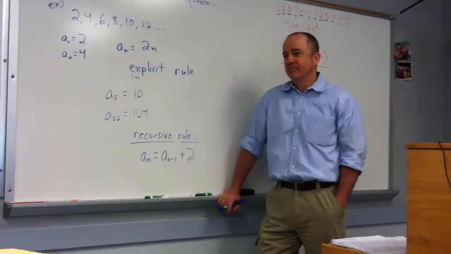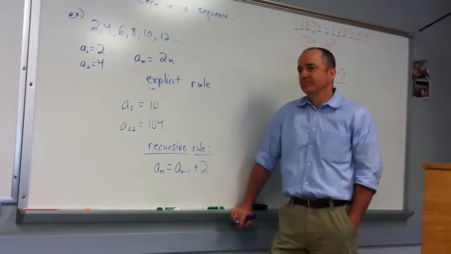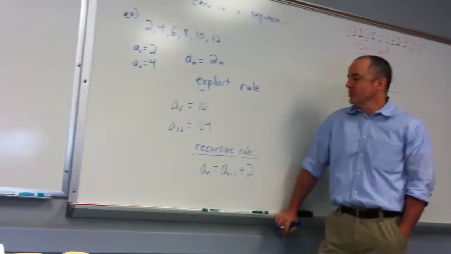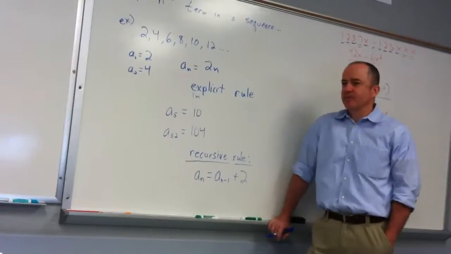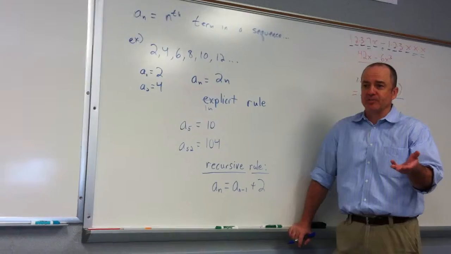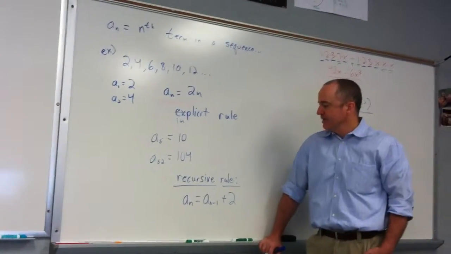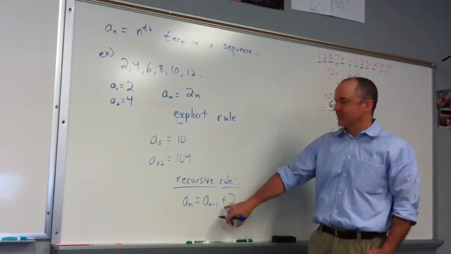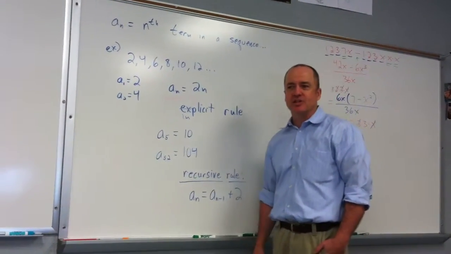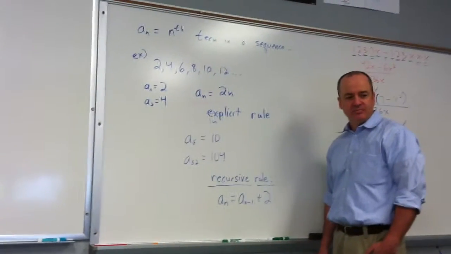Wait, what about, would you be able to find a sub 1? Normally to use a recursive rule, you have to be given a sub 1 and the recursive rule to be able to do anything. And then it's fairly simple. Start at a sub 1, follow the recursive rule until you get what you want. But recursive rules don't have to be simply addition. They can be multiplication, they can be all sorts of crazy things.